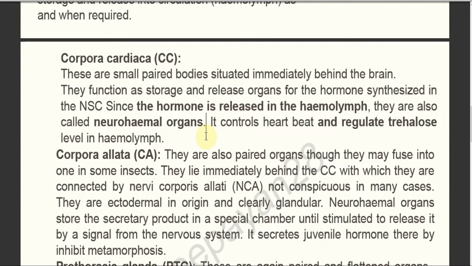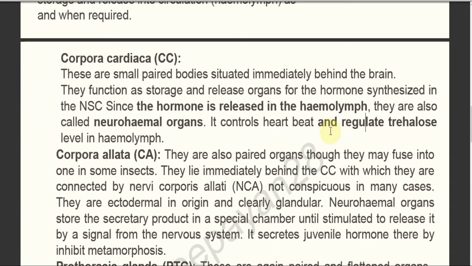Now you see what is happening? It controls the heartbeat, that means the beating of the heart, the pumping of the blood. They will regulate that, and regulate the trehalose level in the hemolymph. I have discussed one thing. Which one is the insect sugar? Trehalose. Trehalose is absent in which insect? That also we have discussed.